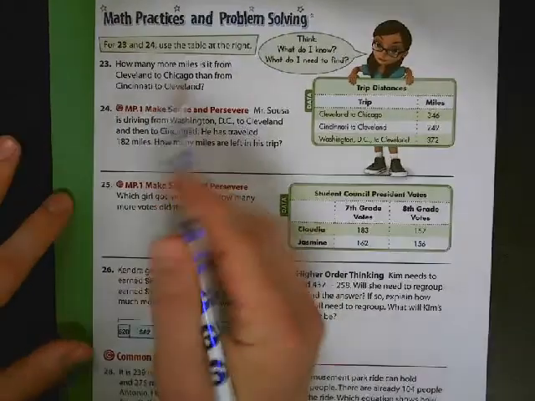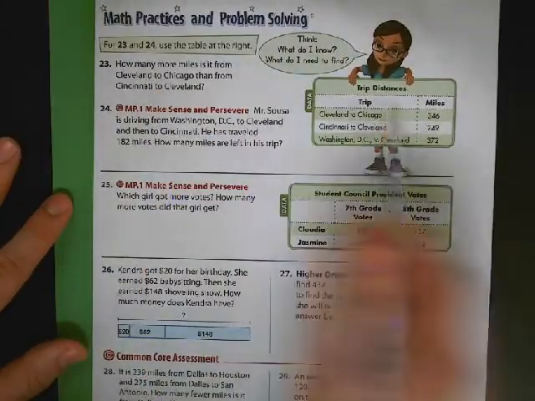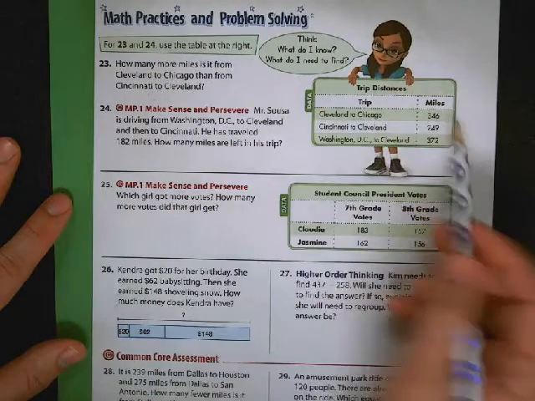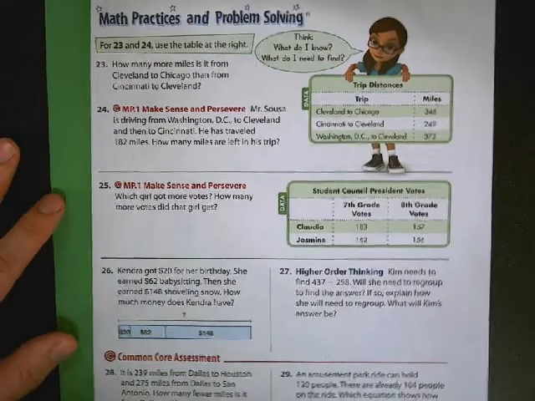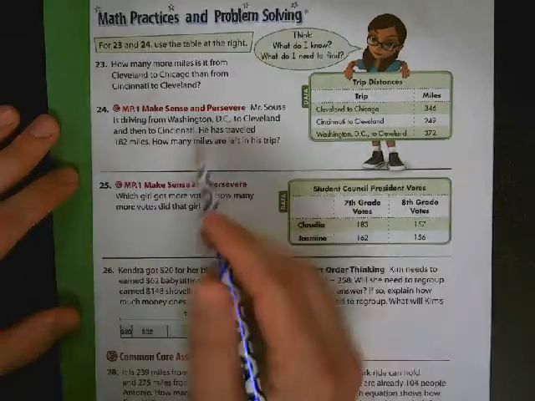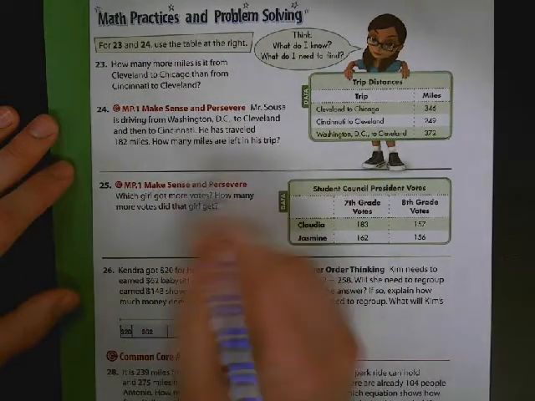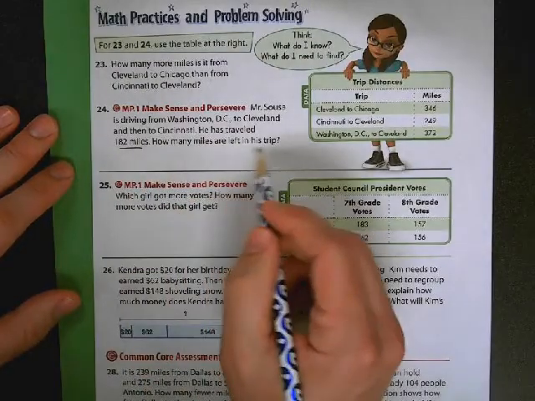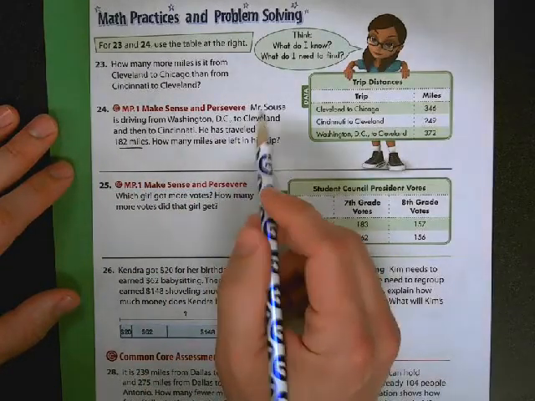How many more miles is it from Cleveland to Chicago than Cincinnati to Cleveland? This is interpreting some bar graphs. Mr. Souza is driving from Washington, D.C. to Cleveland, and in Cincinnati he's traveled 182 miles. How many miles are left? So it looks like some addition.